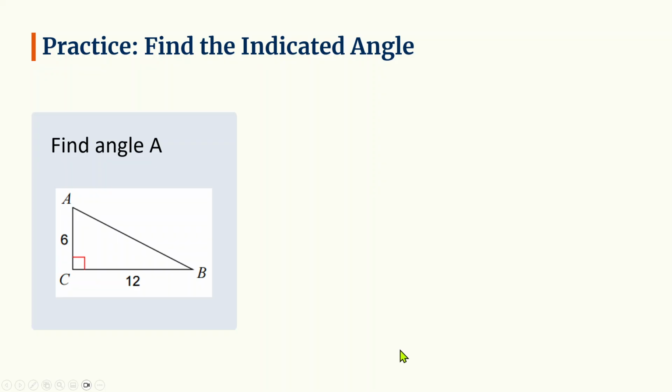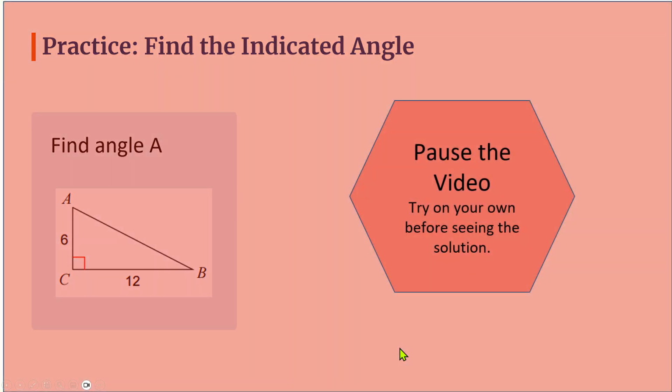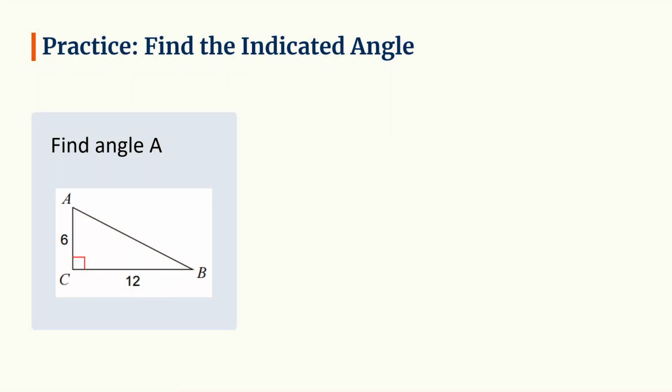Okay, here's another one. In this question, we're finding angle A. So angle A is here. I would identify that as theta. That's important. So here's the hypotenuse. Trace around theta to get the adjacent. And then the other side of the triangle is the opposite.